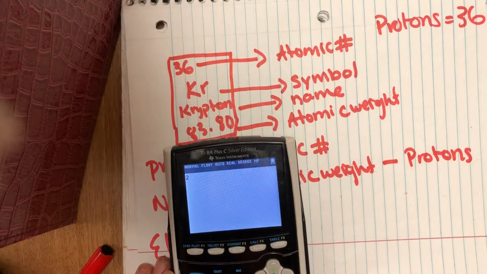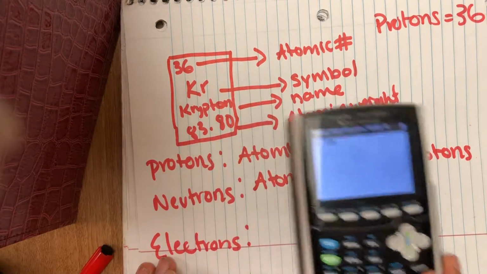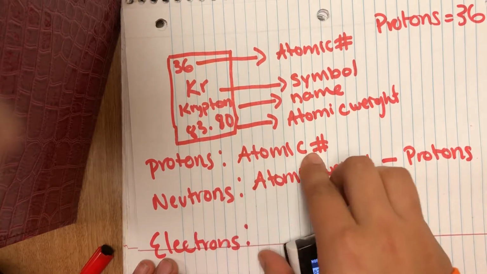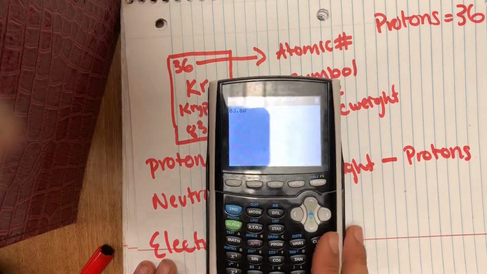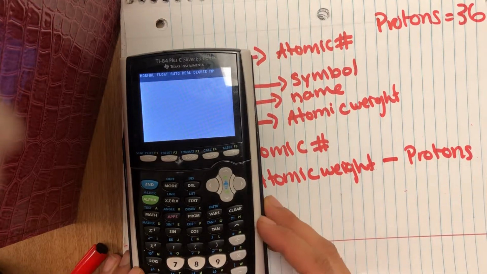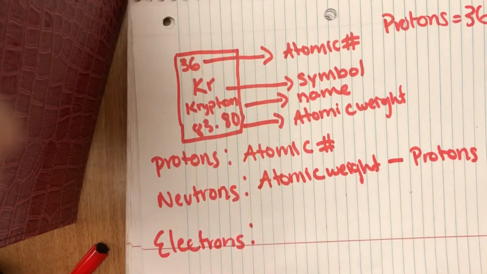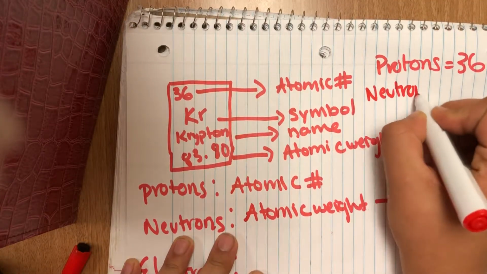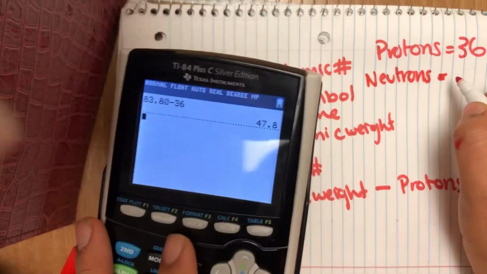So 83.80, and we need to subtract the number of protons. We know that the number of protons is the atomic number, which is 36, which we have written over here. So we do 83.80 minus 36, and we get 47.8. So the number of neutrons in this particular element is 47.8.